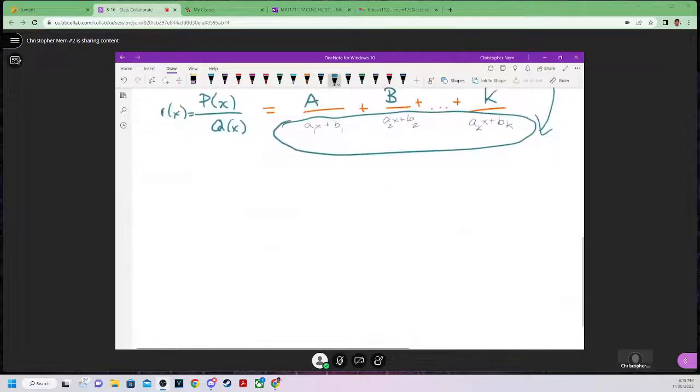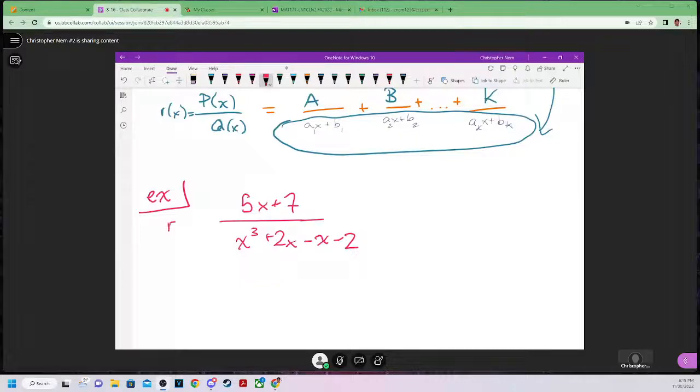So, let's take an example. Let's take the example 5x plus 7 over x cubed plus 2x squared minus x minus 2. Let's let r of x be equal to this. All right, this is my rational expression. Now, I'll give you guys some time. Factor the denominator. I'll come back in 10 seconds. All right, I didn't feel like waiting for 10 seconds, but if you factored out the denominator, you should have 5x plus 7 all over x squared minus 1 times x plus 2.